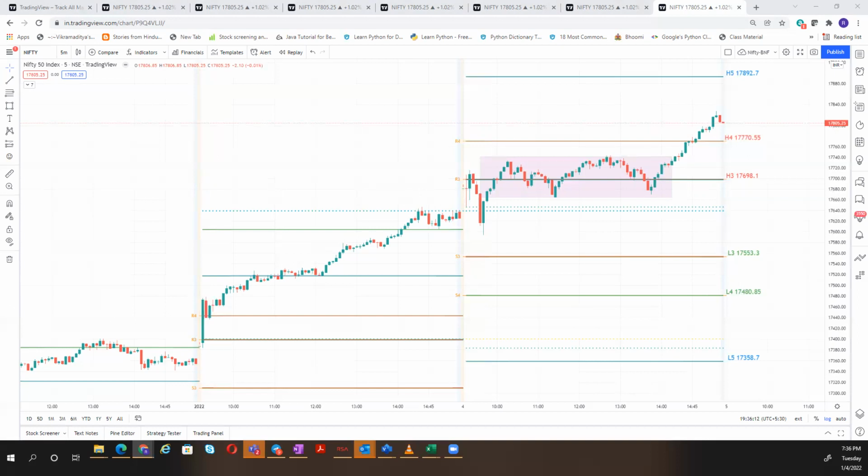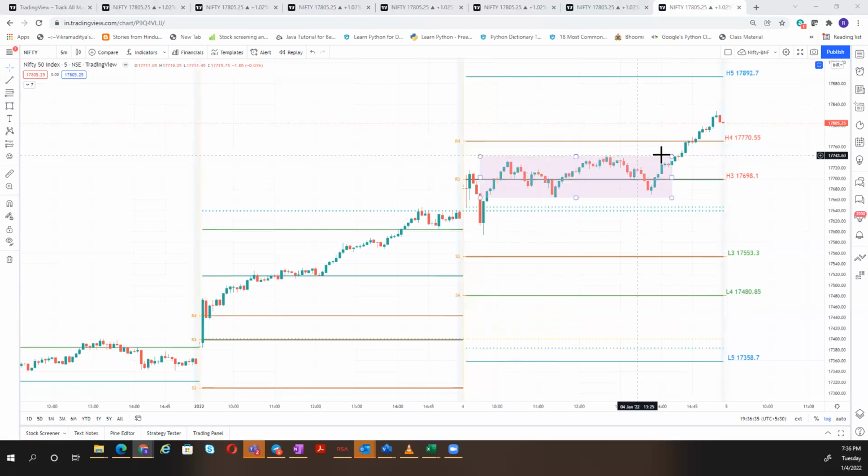If you go for 17,600 C, at this point of time, it was around 150, 160, right? By the time the market closed, it is 230. So the market will move very slowly. You will see the volatility, prices moving up and down. That is how the prices are.